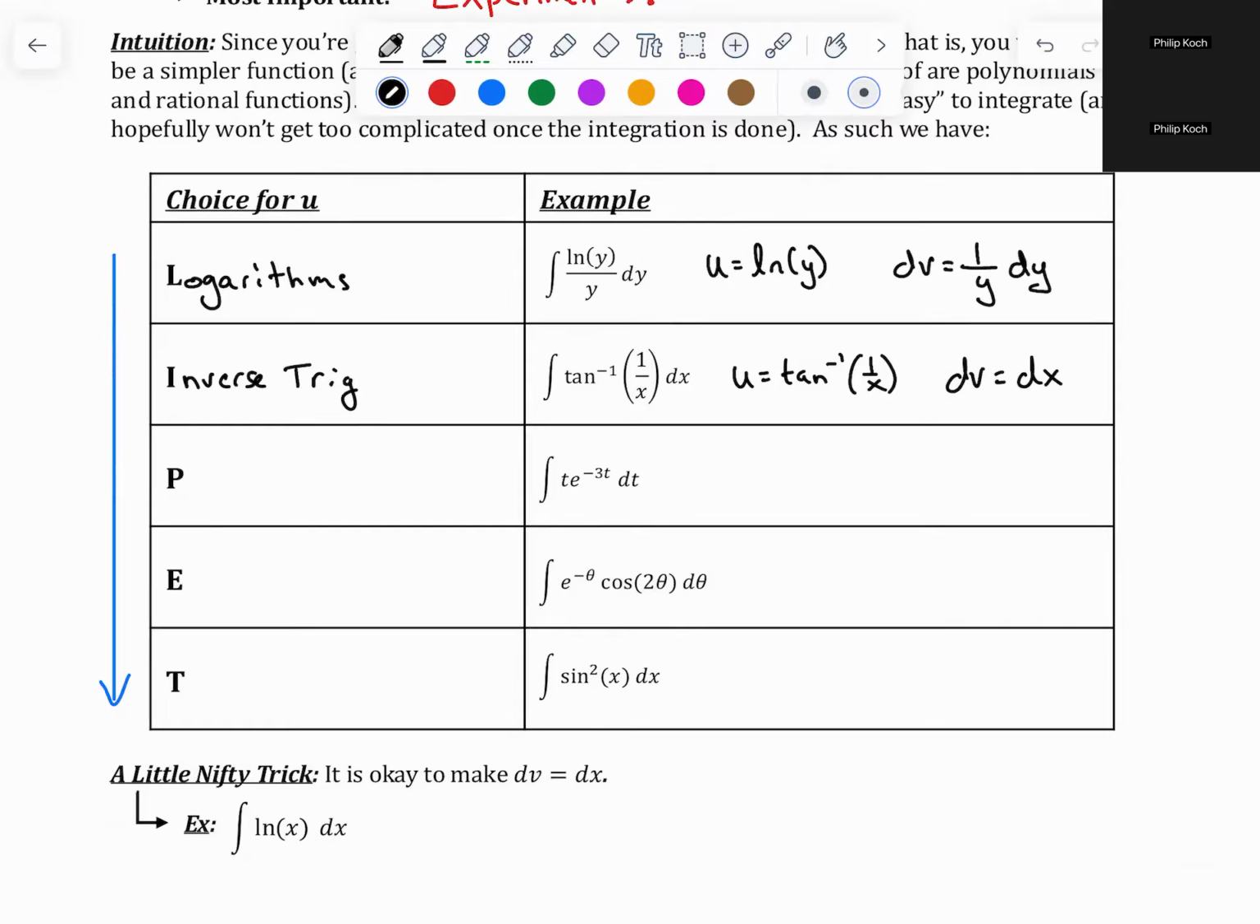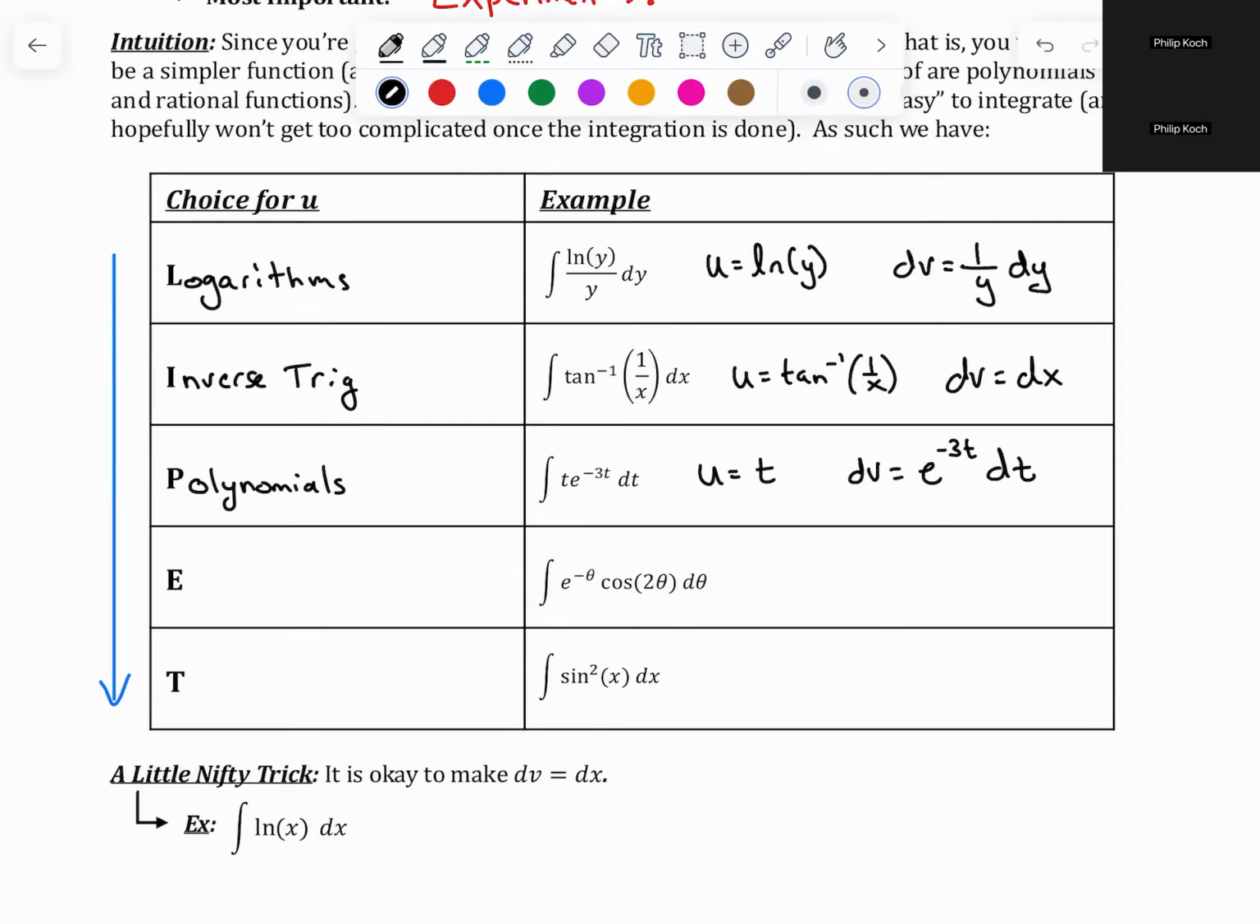Next is polynomials. So if you see polynomials involved, and this can be monomials, t is a monomial, so it's okay to use that. We'll make u equal to t and dv equal to everything else. That would be e to the negative 3t dt.